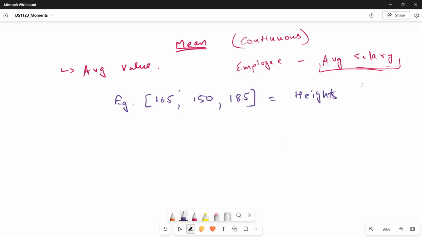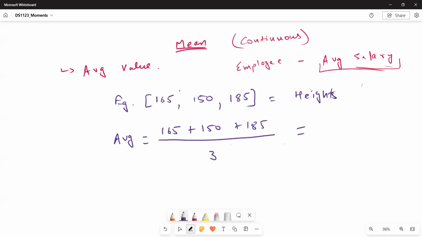Now here, if you want to get an idea of what the average height will be, how do we calculate that? We simply add all of these three terms together, 165 plus 150 plus 185, and divide by the total number of elements. So this is 1, 2, and 3. 3 elements, so we divide by 3. This will give us the average value or average height.